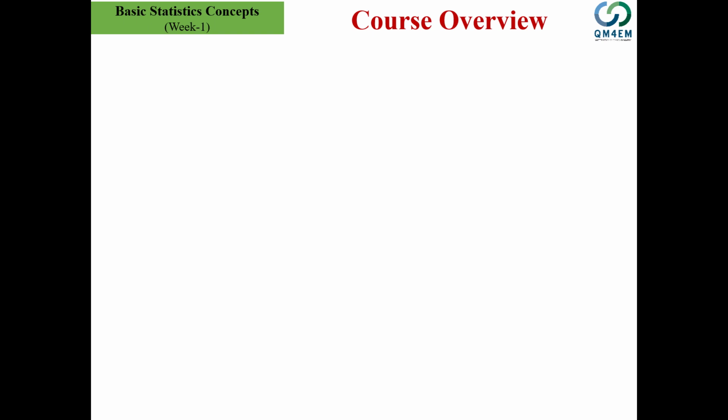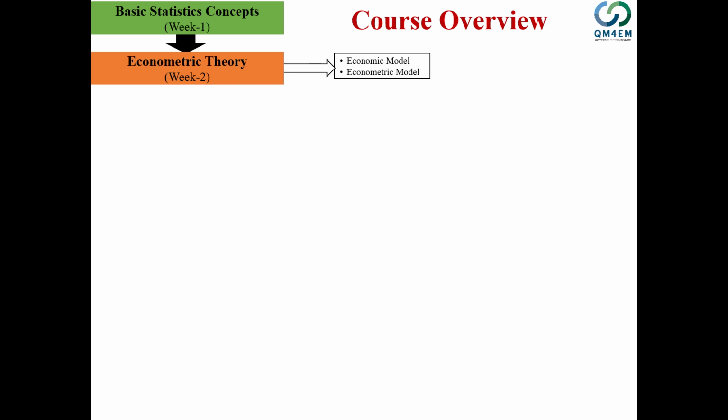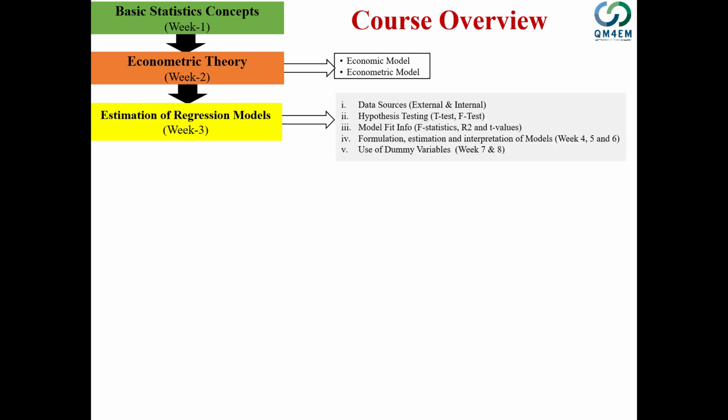So we started with the basic statistics concept. We move to econometric theory, how we are building economic model, econometric model. Then we move to estimating these models, so estimation of the regression model, and in these we learn from where we are going to get the data, how we are going to test the hypothesis using T and F statistic, how we are going to look into the model fit info, the F statistic, the R square and the T value, and then the formulation, estimation and interpretation of model. Now focus on that: formulation, estimation and interpretation of the model.